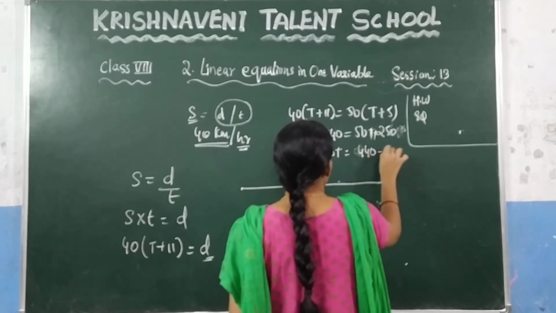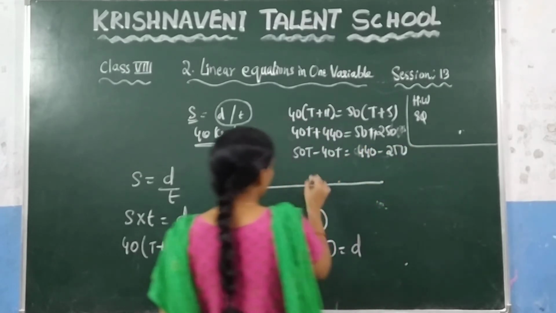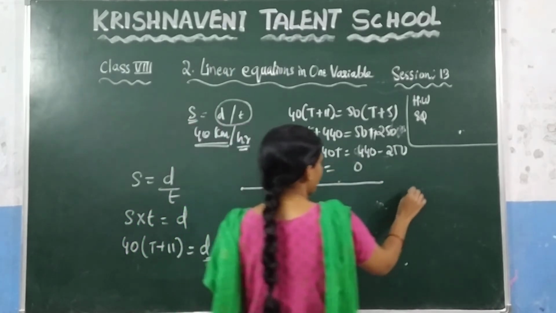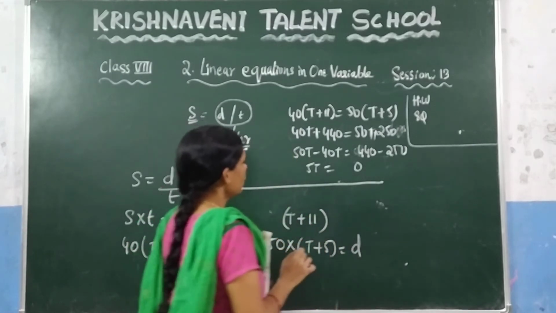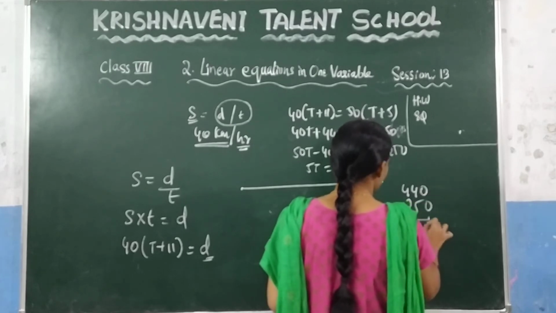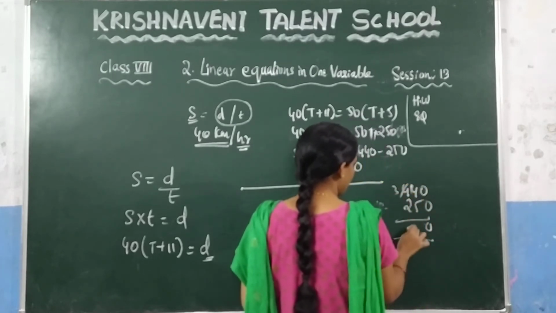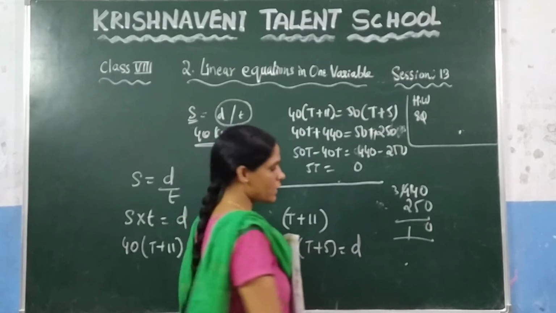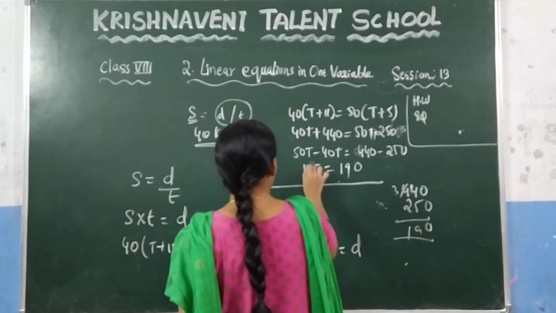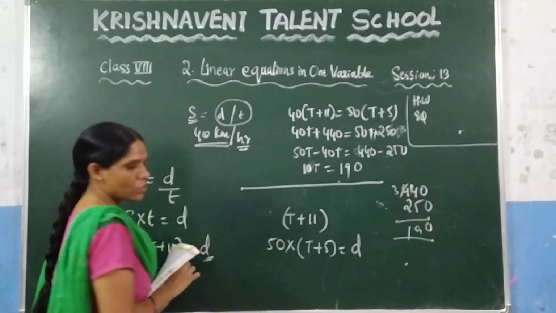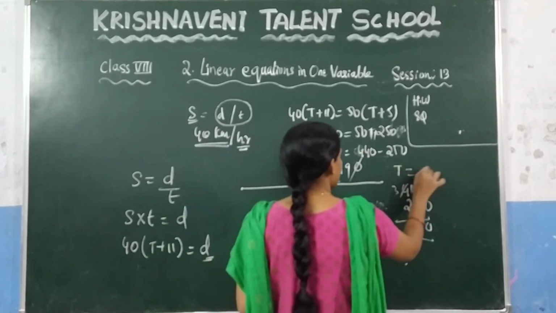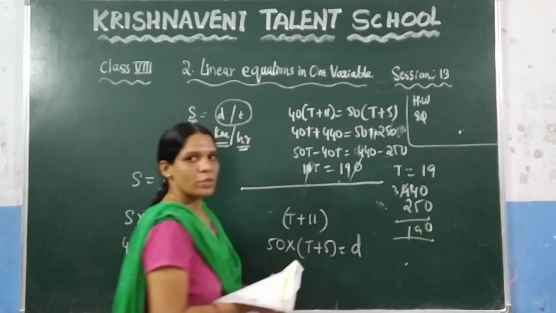So what is the value of this one, which gives you 10t is equal to, what is this value? 440 minus 250. Calculate it here. What will we get? 0. So here 4 and here 3. And what is the value of 14 minus 5, which gives you 19. So here you will get 190. Here you know that 50t minus 40t gives you 10t. So here 0 and 0 will get cancelled. You will get the t value as 19. Now you got the t value.